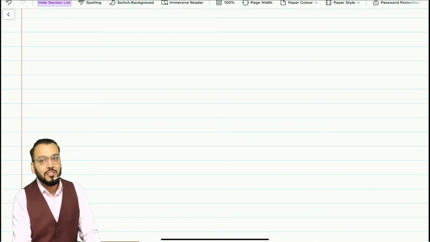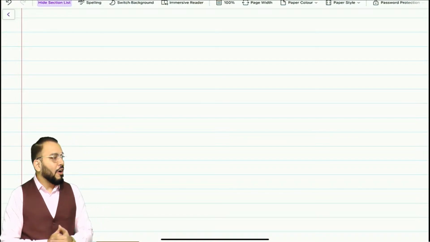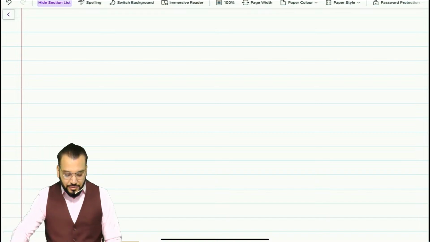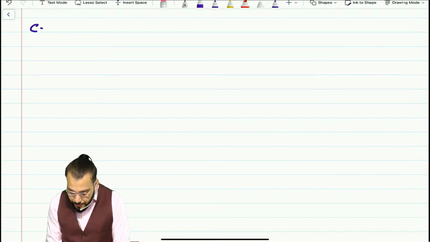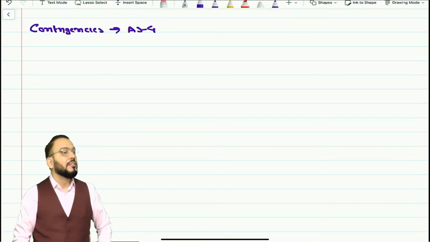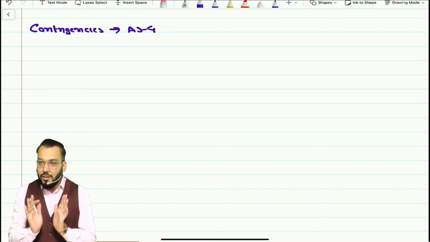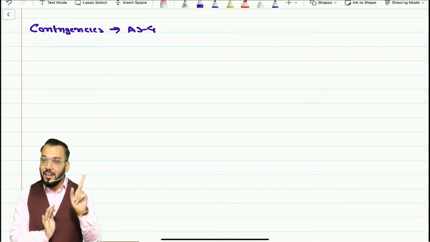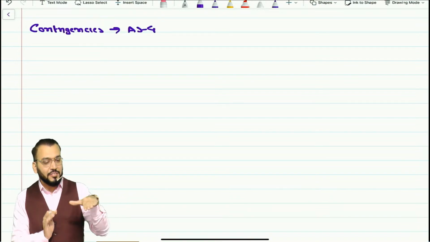So if I want to start AS 29, first we need to understand the meaning of contingencies. Right now I am just giving the meaning of contingencies, which has been defined under AS 4. Right now I am not teaching you Ind AS 37. Don't say as per Ind AS 37. This is defined under AS 4, so I am starting from CA Inter. First we will start with CA Inter.